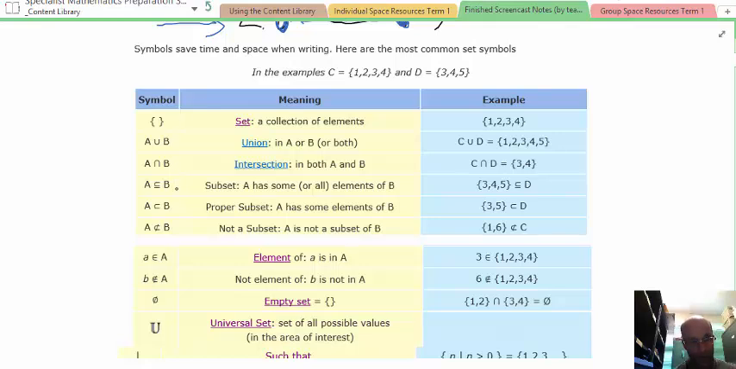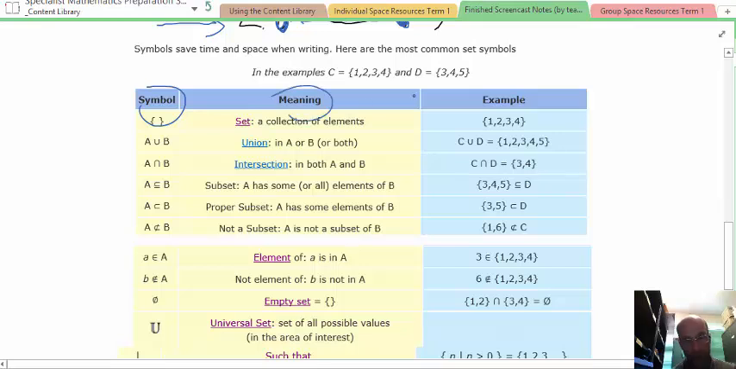Third and final part of the video contains some symbols that you need to be fluent with. There are a lot of symbols in set notation, but I've kept it down to the essential ones that you need to know. So what we have in this table here is a symbol, the meaning, and examples. These are ones you need to know, and in the examples they've used that is the set C and that is the set D. Some of these we mentioned already.